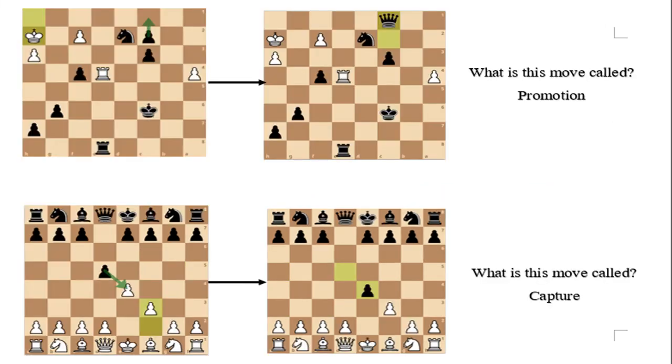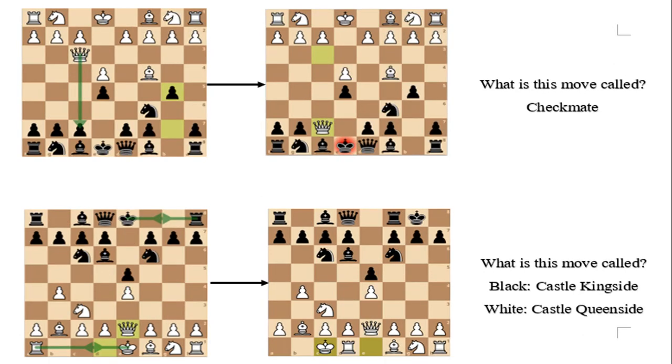Let's take a look at the first example. As you can see, the black pawn at C2 is about to move forward. When it does that, it will reach the end of the file, which allows it to promote. We call this move promotion. When it does that, it is able to change itself into either a queen, a rook, a knight, or a bishop. As you can see, the black pawn at D5 is trying to capture the white pawn at E4. When it does that, it is called a capture.